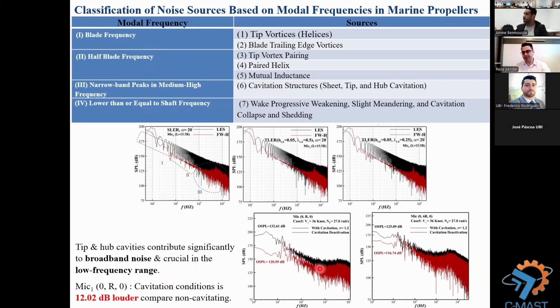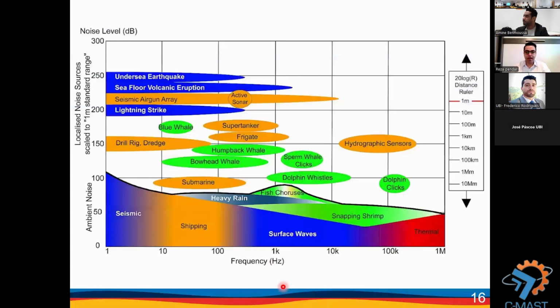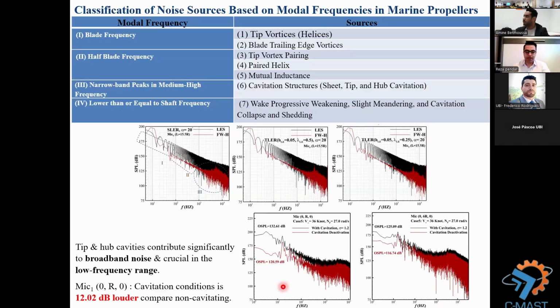Here you can see, for example, two cases, with and without considering cavitation. Cavitation increases the overall sound pressure level by around 12 decibels. Considering that noise level is very important. Why are these frequencies very important for us?